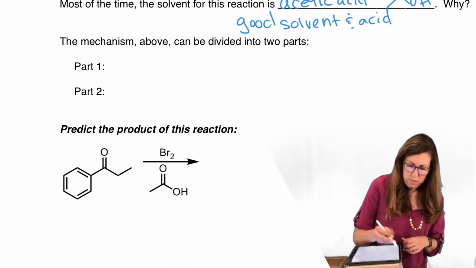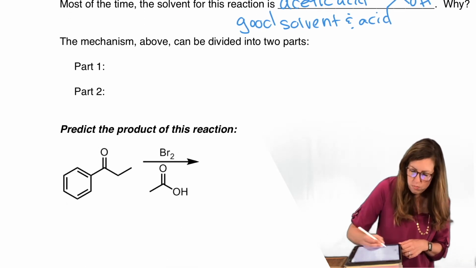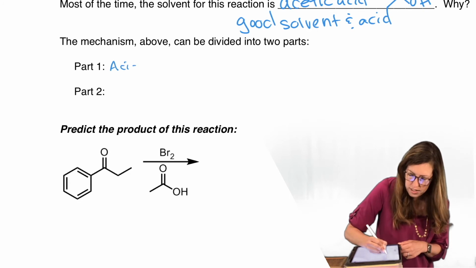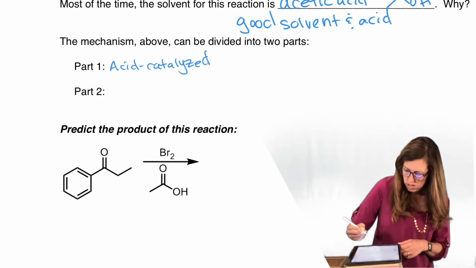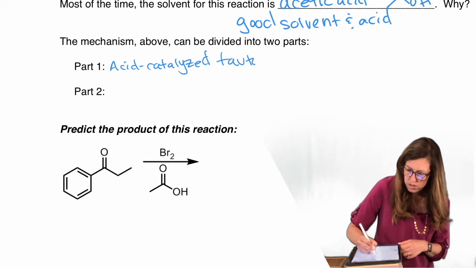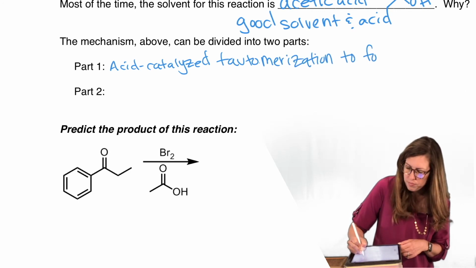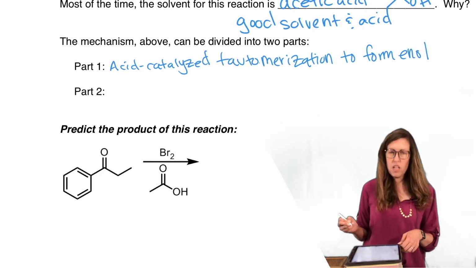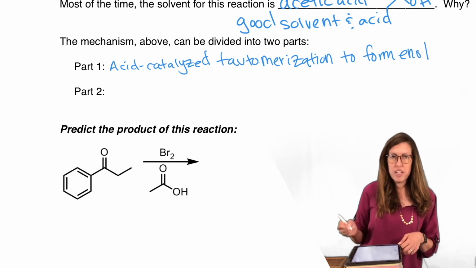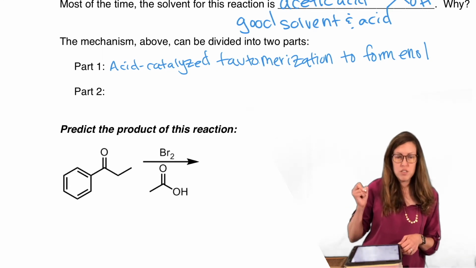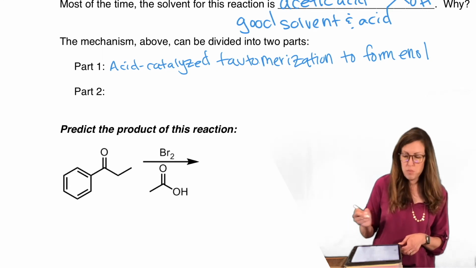So let's describe that. So part one, acid catalyzed tautomerization to form the enol. Part two, you get your enol, you let it be the nucleophile to form the halogenated product.